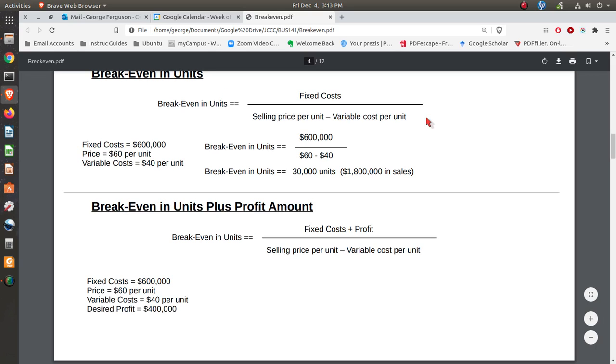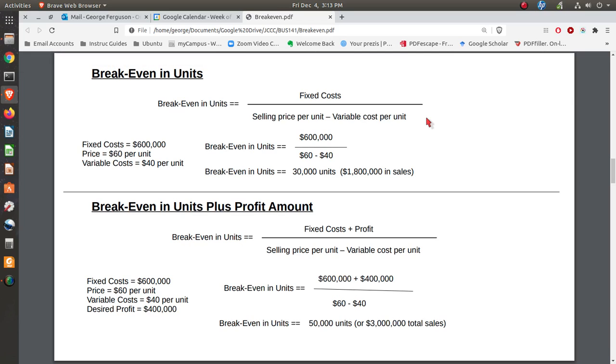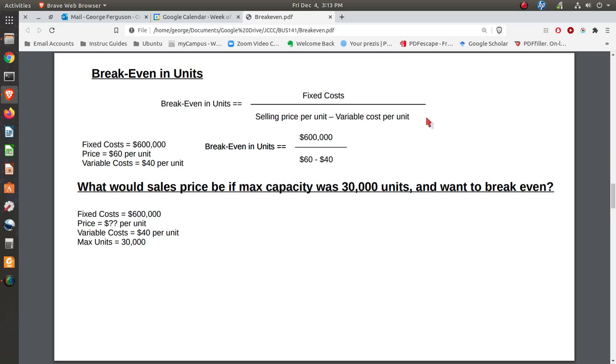So that's how you determine your break even, and then also break even plus a profit. Now, let's make it a little bit different. Now we're going to have to break out the algebra on this and review the algebraic approach to how we figure this. In this case, let's say that we're going to produce 30,000 units.